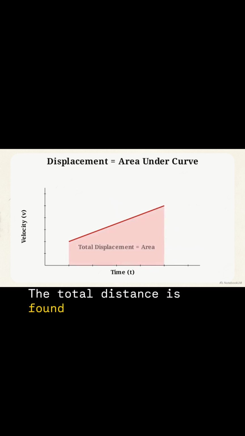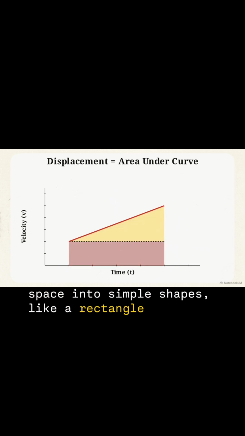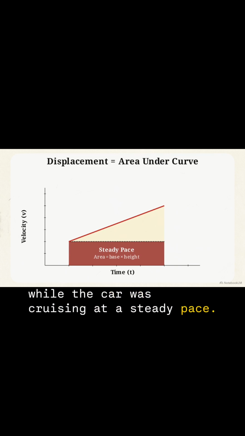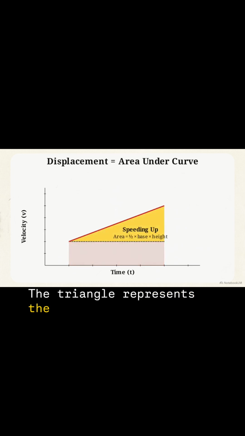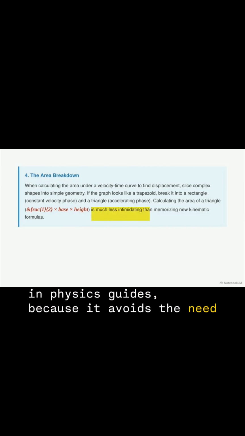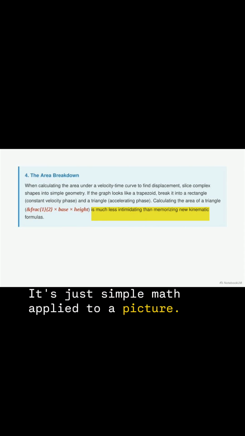Velocity graphs also tell us the total displacement, or how much ground the car covered. The total distance is found in the physical space trapped between the plotted line and the bottom of the graph. We can calculate this easily by slicing that space into simple shapes, like a rectangle and a triangle. The rectangle represents the distance covered while the car was cruising at a steady pace. The triangle represents the extra ground covered while the car was actively speeding up. This geometric approach is a standard strategy in physics guides because it avoids the need for complex formulas. It's just simple math applied to a picture.